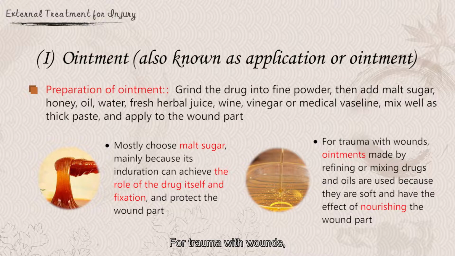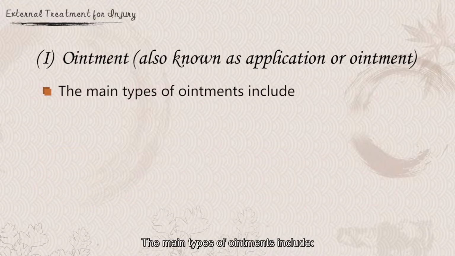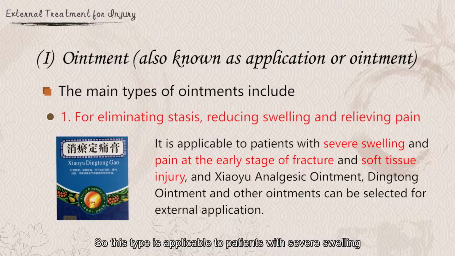For trauma with wounds, ointments made by refining or mixing drugs and oils are used because they are soft and have the effect of nourishing the wound part. The main types of ointments include the first, for elimination of stasis, reducing swelling and relieving pain. This type is applicable to patients with severe swelling and pain at the early stage of fracture and soft tissue injury, and the Xiaoyu Anglisti ointment, Dingtong ointment, and other ointments can be selected for external application.